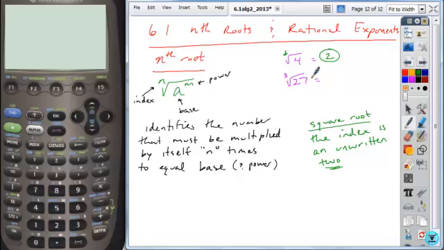For the cube root of 27, it's asking what number can be multiplied by itself this many times to equal this number on the inside. So what number times itself 3 times is equal to 27? The answer is 3 times 3 times 3, so the answer happens to be 3 here. So you're finding the value that can be multiplied by itself n times to equal the whole base that's inside.